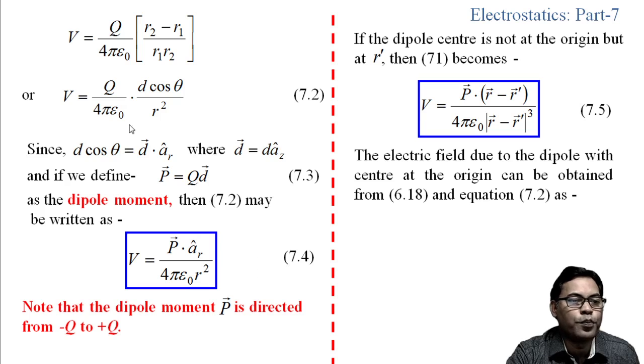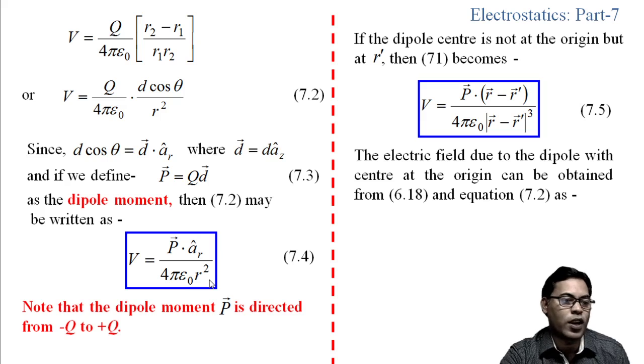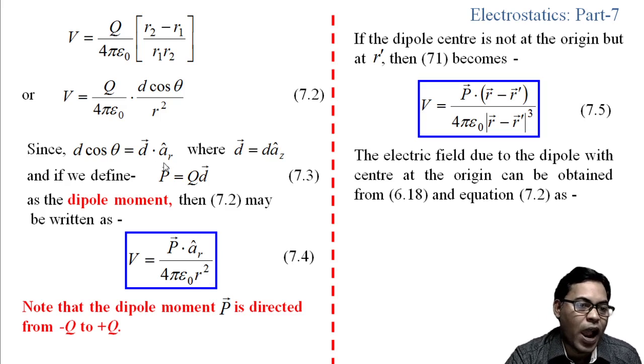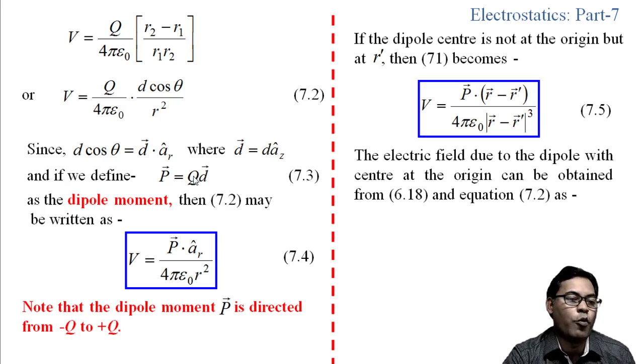So here q into d vector can be written as p, so V equals p dot ar by 4 pi epsilon naught r square. By defining this, we have also considered that the dipole moment p is directed from minus q to plus q. That is very important. Whenever we define p as the dipole moment, equal to q into d, we have to consider that p is directed from minus q to plus q.